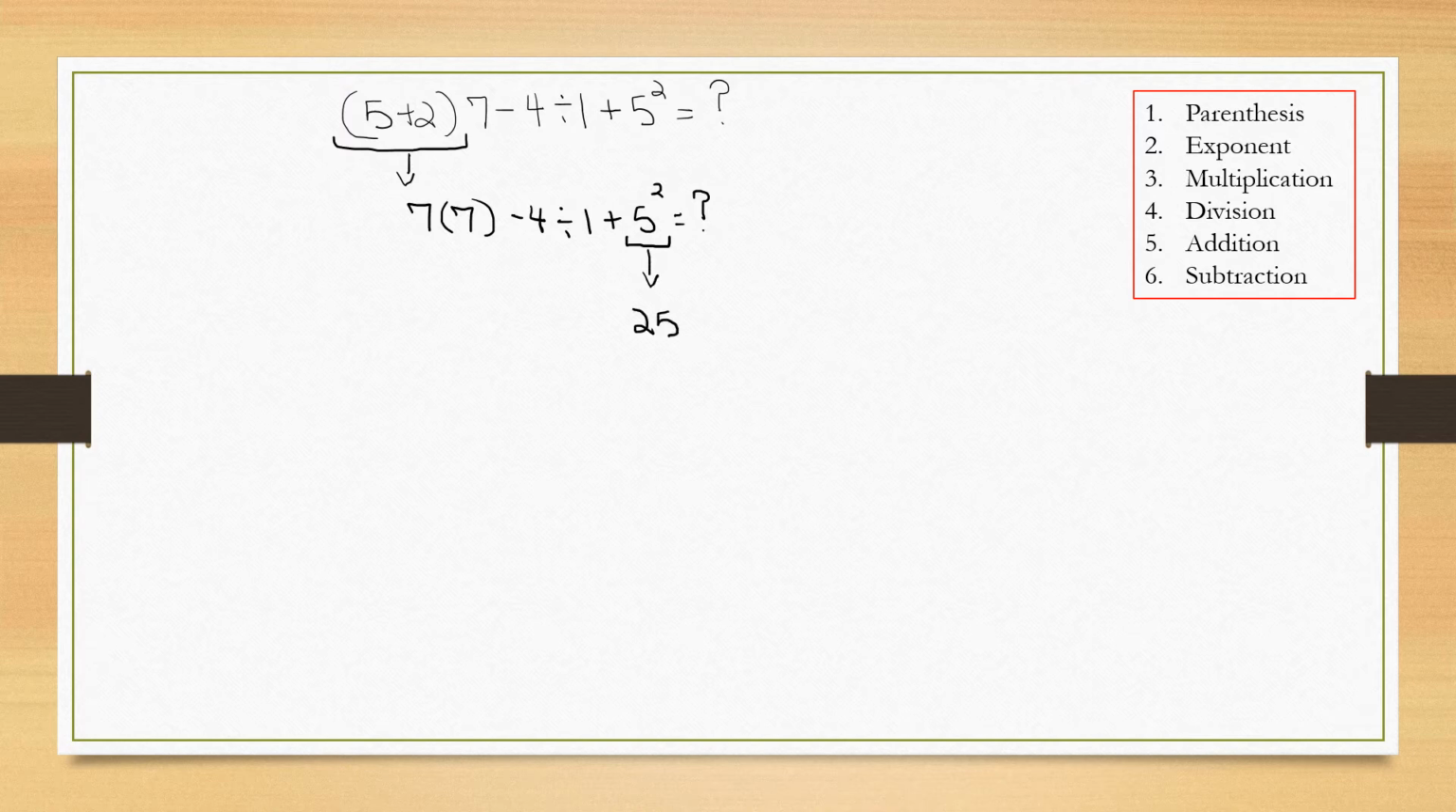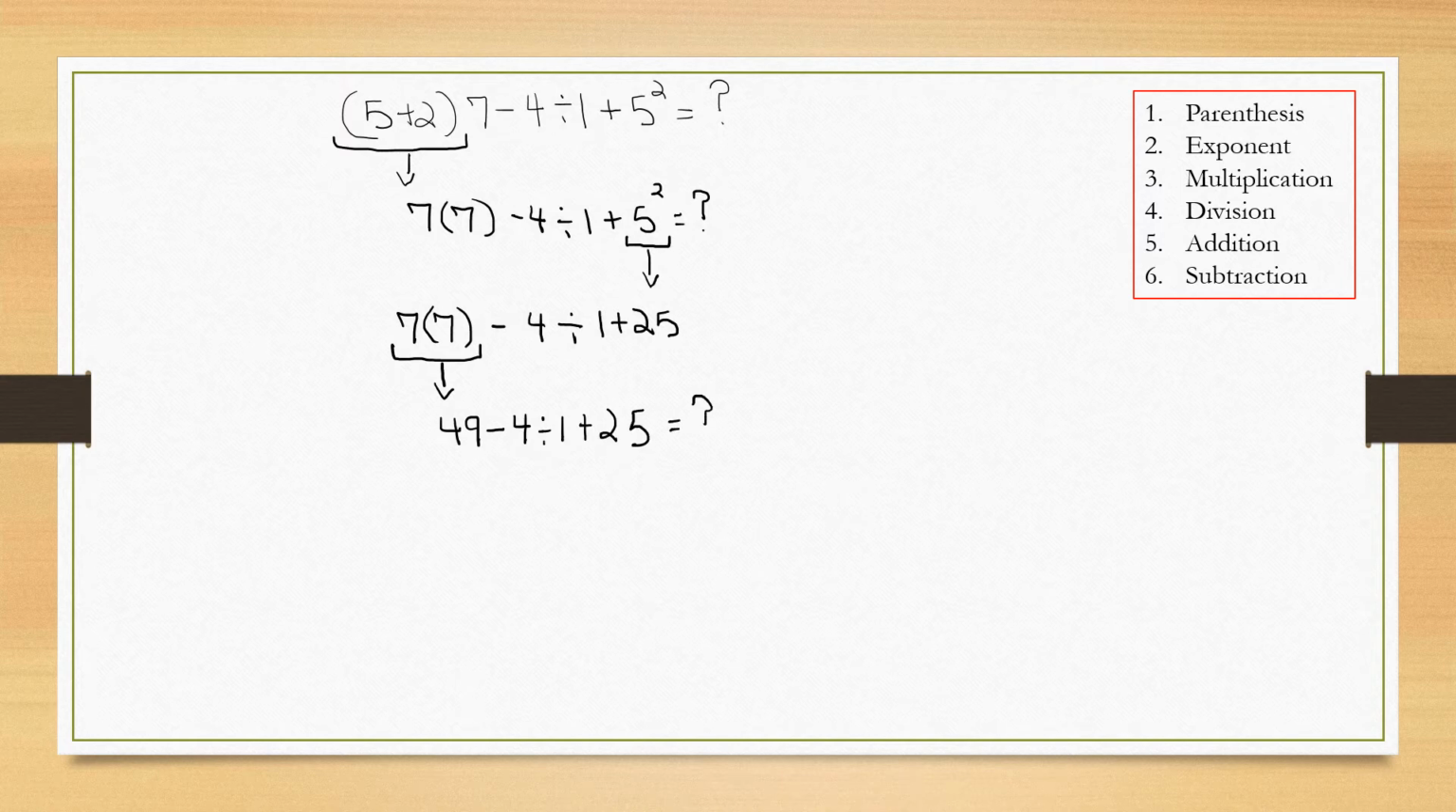25. I'm going backwards. Plus, we got that 1 divided by, we got that 4, and we still got that 7 times 7. So we got rid of the exponent. We got rid of the expression inside the parentheses. The next thing on our list is multiplication, which is right here. We have the 7 times 7, which gives us 49. 49 minus 4 divided by 1 plus 25.